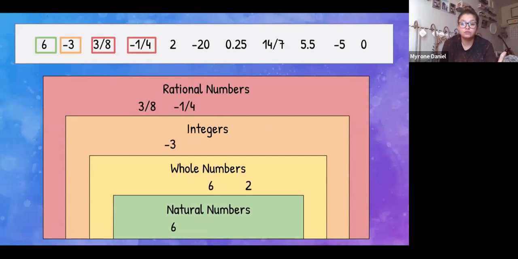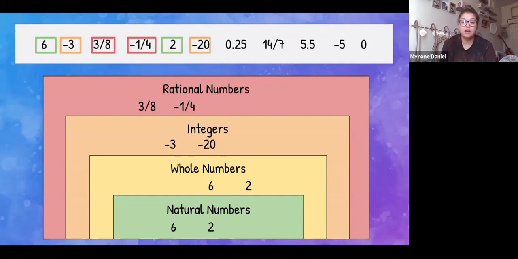So we have 2. We know that 2 is a whole number, but also a natural number because you can count 1, 2, 3, 4, 5, 6, and so on. So that is your natural number, but it is also a whole number. Then our integers, where the next number is -20. So that is going to be an integer, -20.